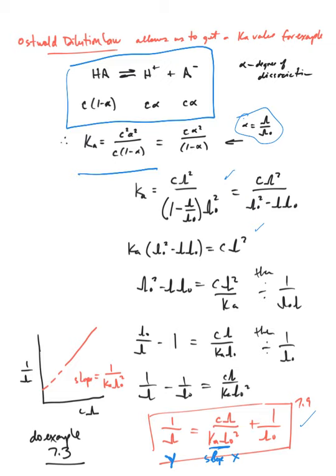There's an example in the text I'd like you to do, 7.3. Let me see what I have here. Yeah, basically they're just asking you to plug in some numbers to get Ka. You don't have to do a plot for 7.3, but you can see how to do a plot. It's very straightforward.